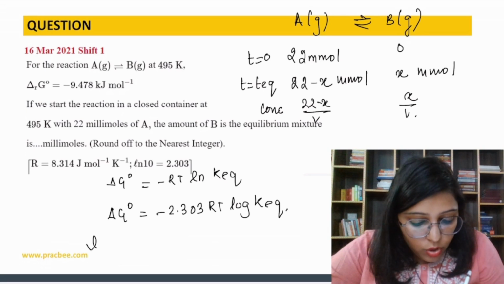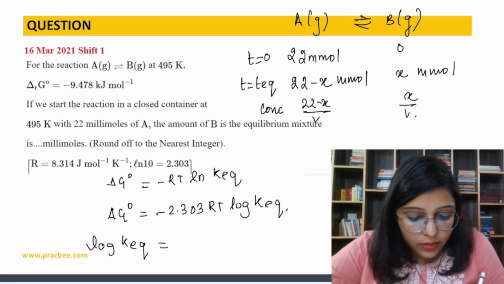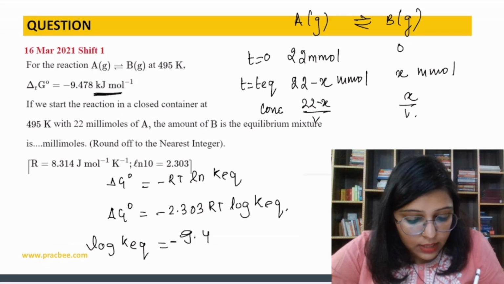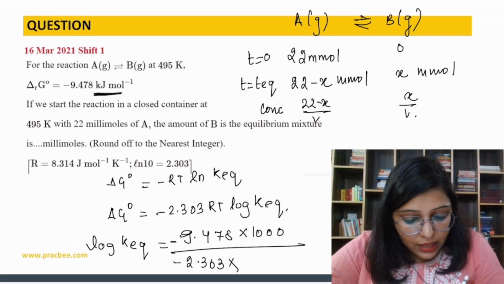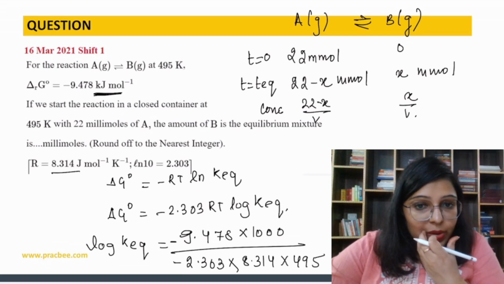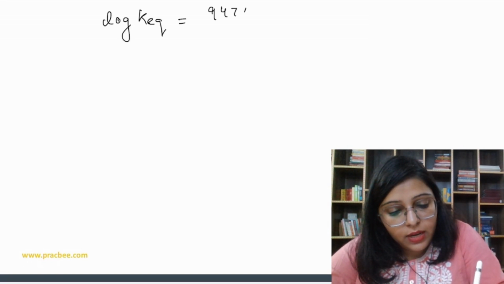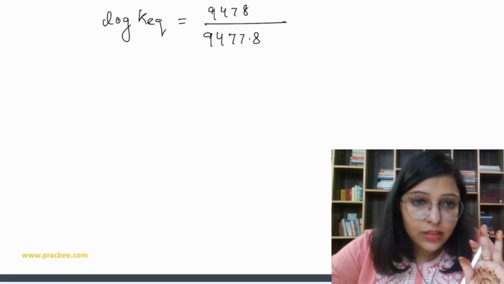Okay. So log K equilibrium is equal to, we have to put all the values. That is in kilojoule. So we can say 9.4 minus 9.478 into 1000 divided by minus 2.303 into R, the value we have to take 8.314, and temperature is 495. Okay. So when you solve this, log K equilibrium, the numerator is going to be 9478 and the denominator term comes out to be 9477.8, which you can take as 9478.